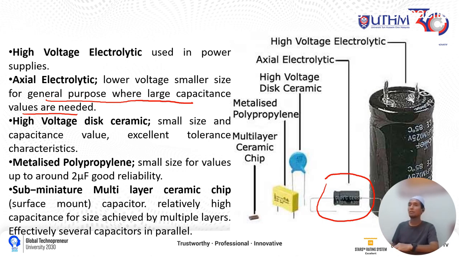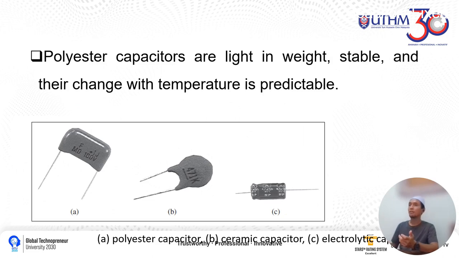And then we also have a high voltage disc ceramic, small size and small capacitor value, but with excellent tolerance characteristics. And then we also have a metallized polypropylene capacitor, which is used in electronic and electrical circuits. And then we also have a sub-miniature multi-layer ceramic chip for surface mount electronic circuits. It has a relatively high capacitance for its size because of multiple layers. Then we also have a polyester capacitor, which is very light in weight and stable, and the value changes with temperature in a quite predictable way.